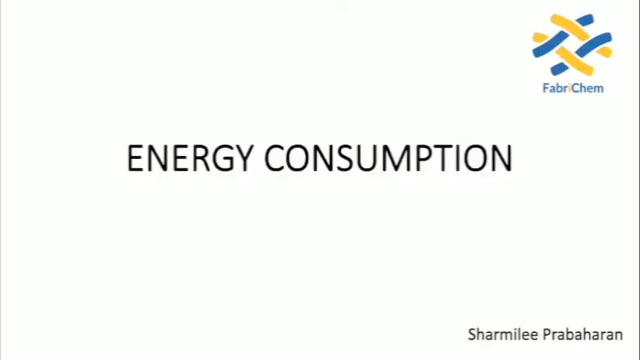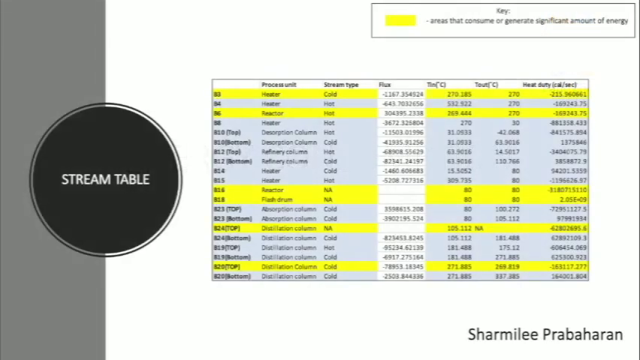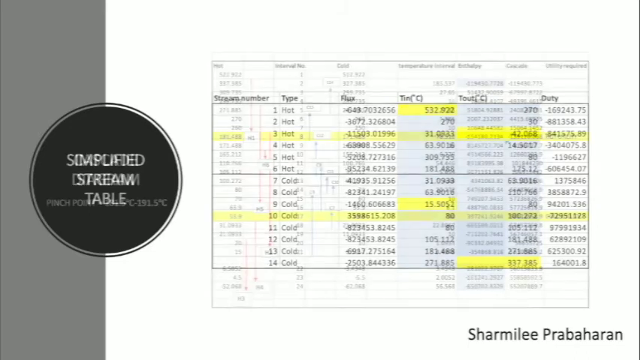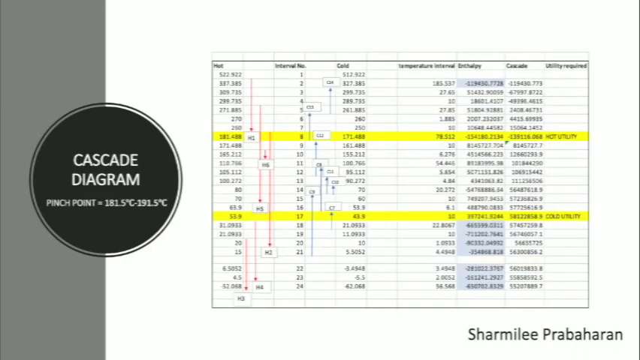Energy consumption. From the stream tables provided from the base case, the areas that consume or generate a significant amount of energy were identified. In order to maximize the use of energy, a pinch method was applied to these hot and cold streams. There were 6 hot streams and 8 cold streams in total. The cascade diagram allowed the pinch point to be calculated in the interval 181.5 degrees Celsius to 191.5 degrees Celsius.